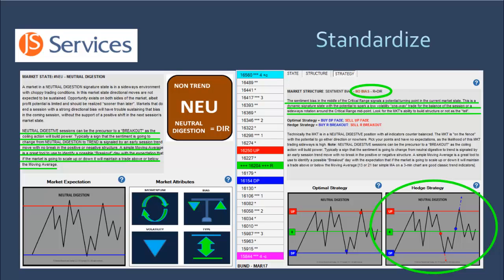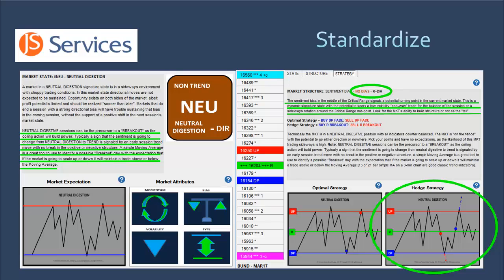But a characteristic of a neutral digestion is that it can also be a precursor to a breakout, as the coiling action of the neutral state will build power. Typically, a sign that the sentiment is going to change from neutral digestion to trend is signaled by an early session trend move with no break in the positive or negative structure.